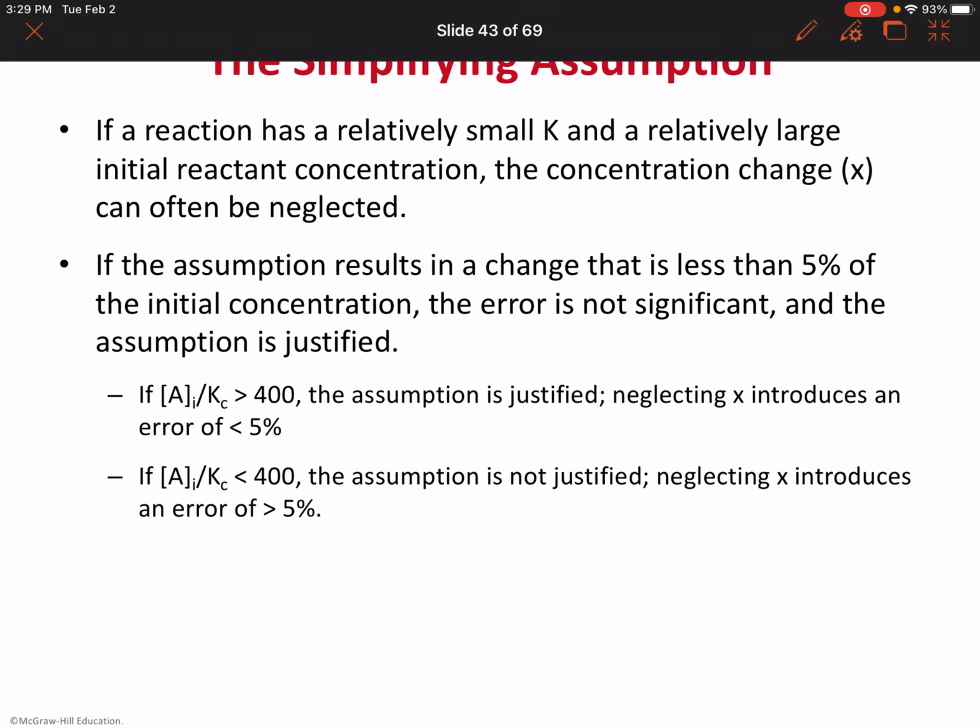Remember what we do. Let's say you have started with initial concentration 2 and the amount reacted is x, so 2 minus x. We neglect the x amount, we decide 2 minus x is going to be equal to 2.